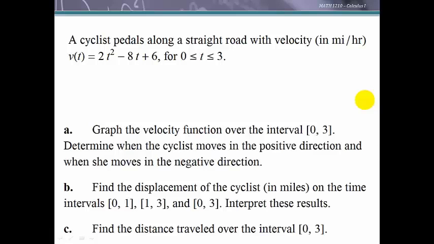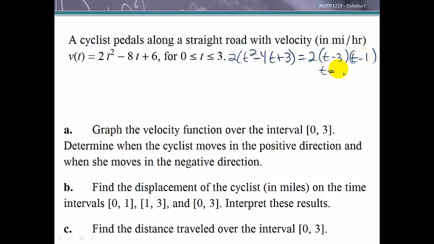Graph the velocity function over the interval 0 to 3, and then we're going to determine when the cyclist moves in the positive direction and when she moves in the negative direction. That's why this graph is going to be helpful. So I am first of all going to factor out a 2, and then see if I can factor this quadratic. Looks like I've got (t minus 3)(t minus 1).